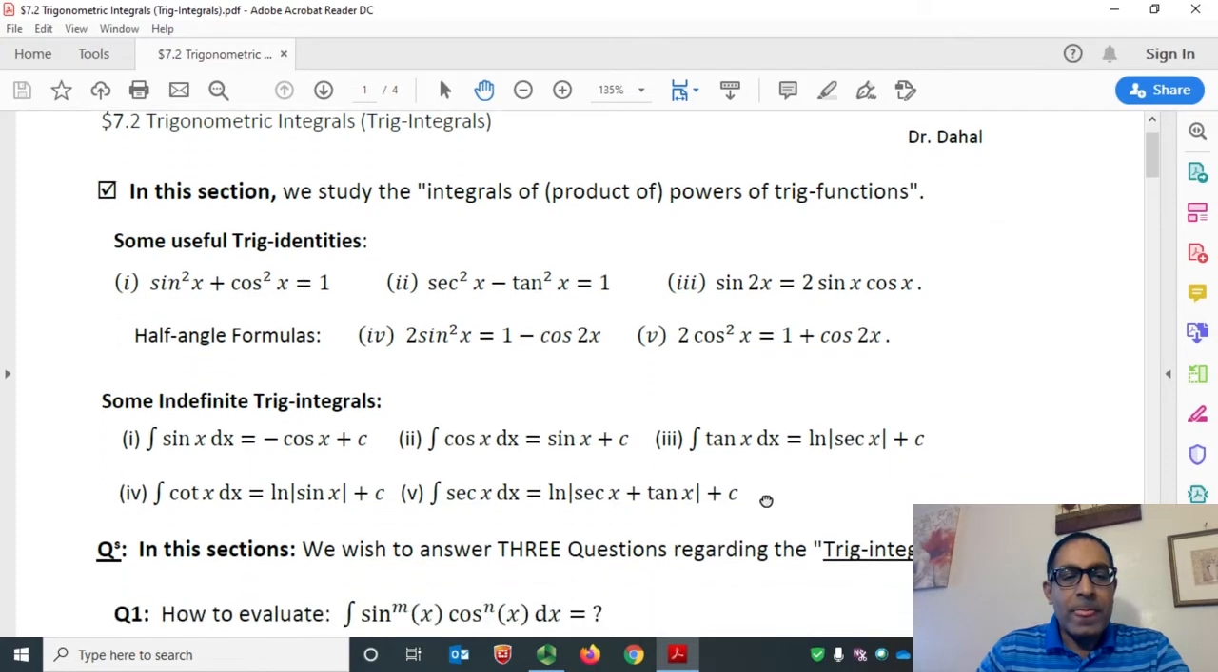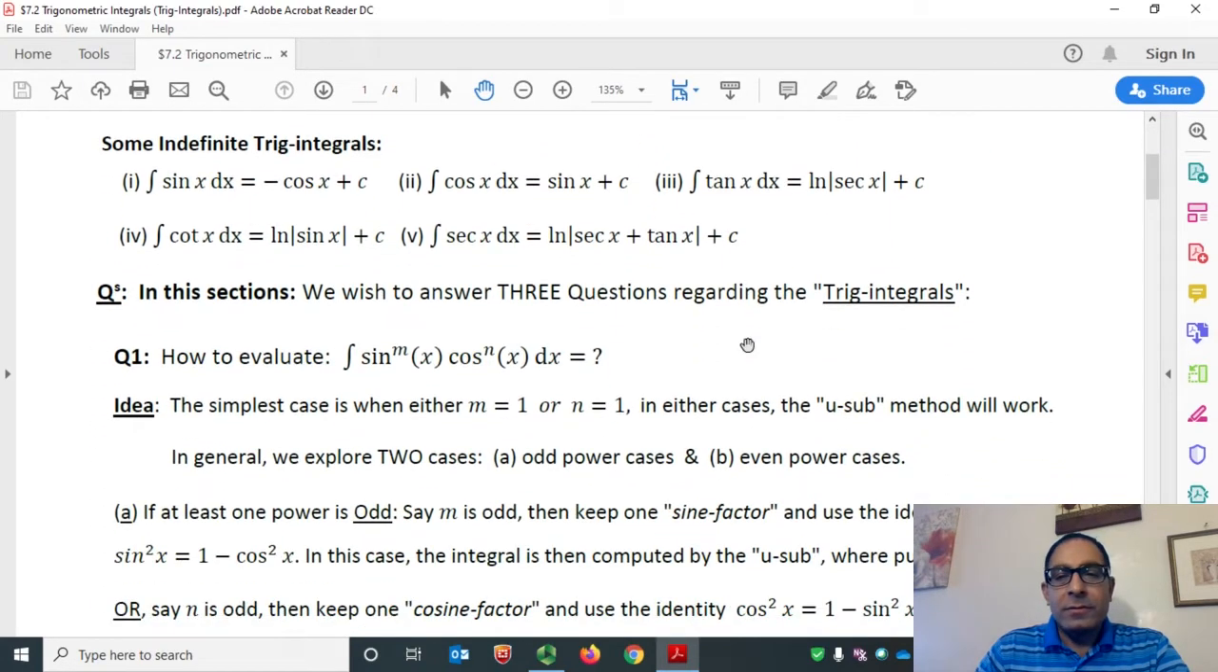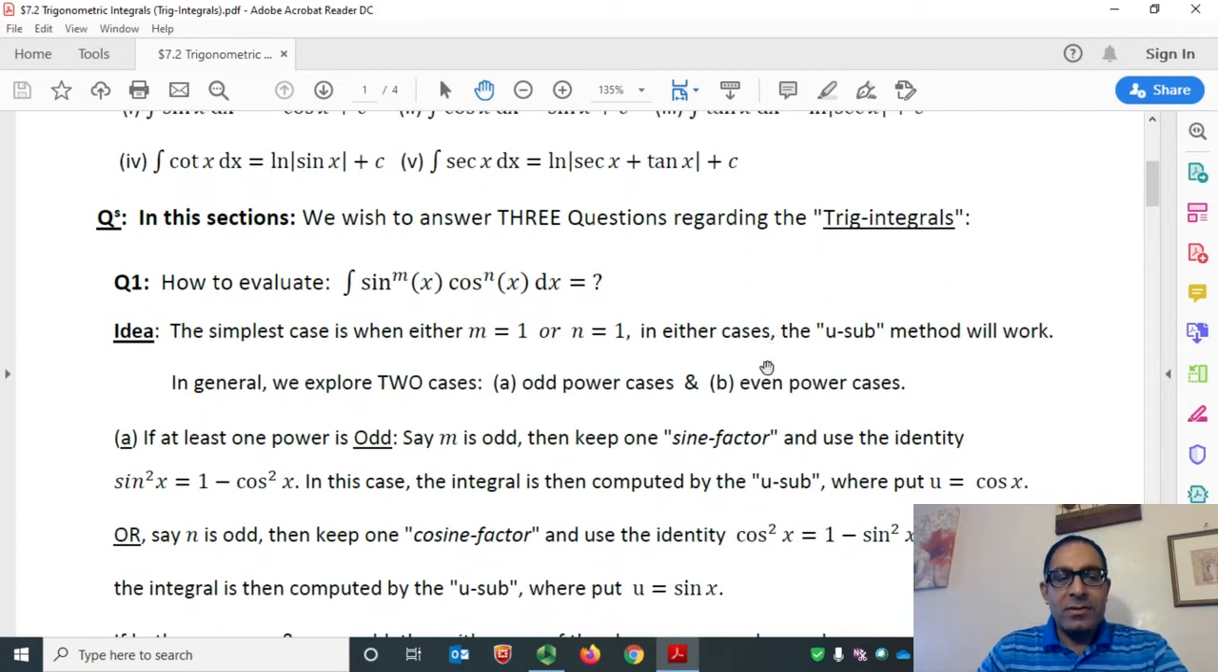Let me scroll down. In this section, we wish to answer 3 questions regarding the trigonometric integrals. The first question: how to evaluate integrals of the type sine to the m power times cosine to the n power? The idea: the simplest case is when either m equals 1 or n equals 1. In either case, the u substitution method will work.